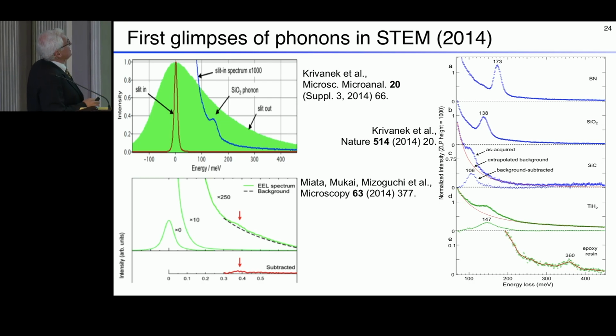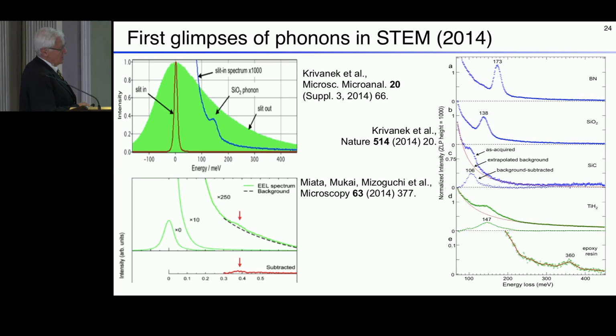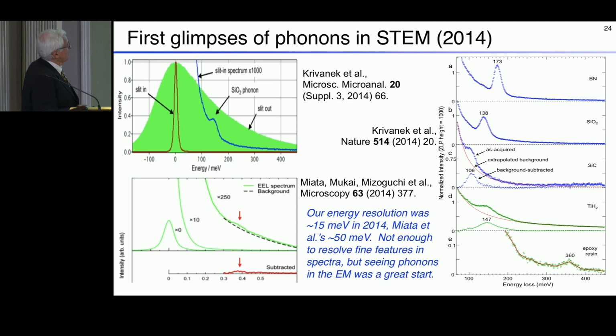When we do that, we can start exploring phonon spectroscopy. So back in 2014, we published a paper in Nature called Vibrational Spectroscopy in the Electron Microscope, and that basically opened up a new field. At the same time, similar work was done in Japan, but the spectrometer that the Japanese had would only give them about 50 millivolts. So they were very good at picking out samples where there was a vibrational signal they could detect at 400 millivolts. We looked at a whole bunch of materials: boronite, SiO2, silicon carbide, titanium hydride, epoxy resin. Everything vibrates. If you can resolve the vibrations, you will see it.